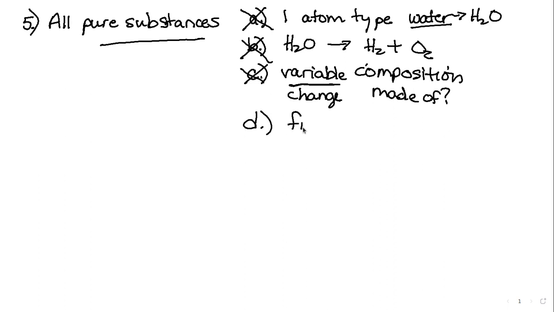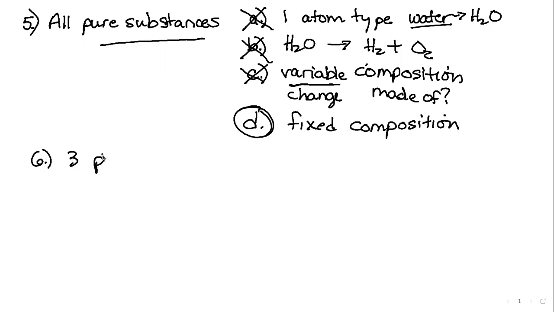Okay, a fixed composition. Now this is very different from C. It's the opposite of it. So this one is what would be true. Okay, 6. 3 phases of matter. Remember what we talked about before?